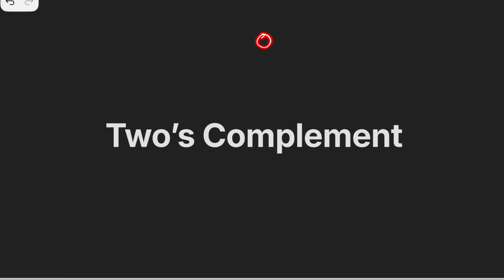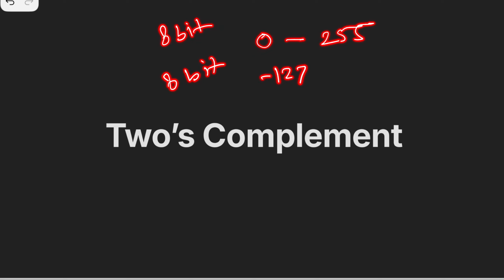In unsigned, we had a 0 to 255 range for an 8-bit number. For the exact same 8-bit number, we have minus 127 to positive 127. Correct, the range is changing. Why? Because the leftmost bit, we are going to use it to store whether the number is going to be positive or negative.